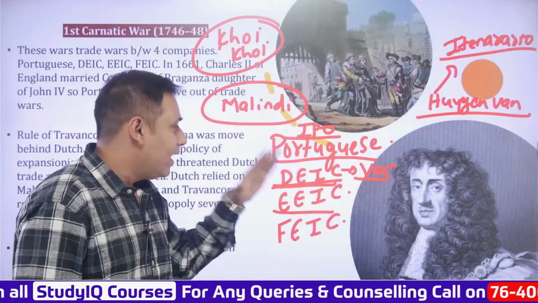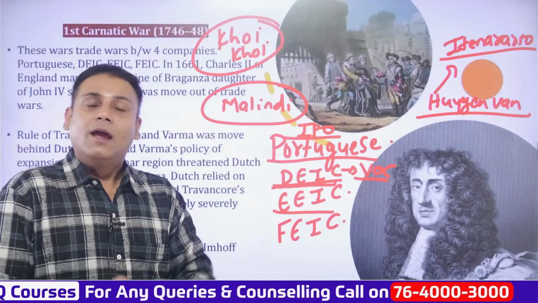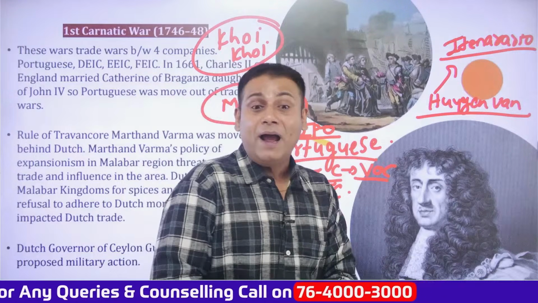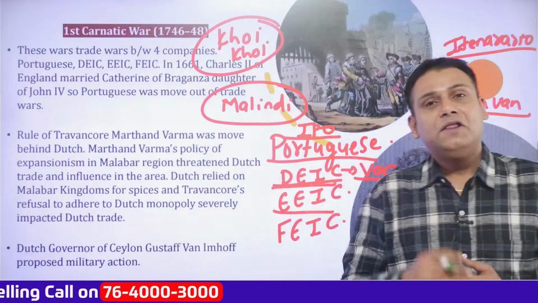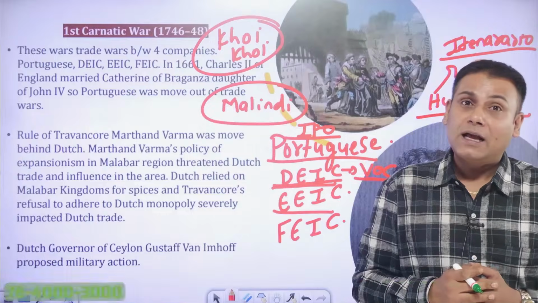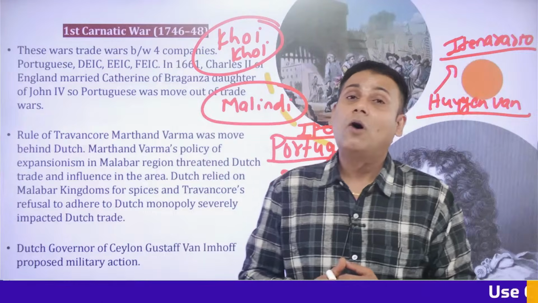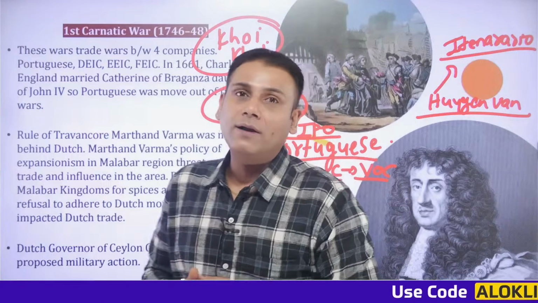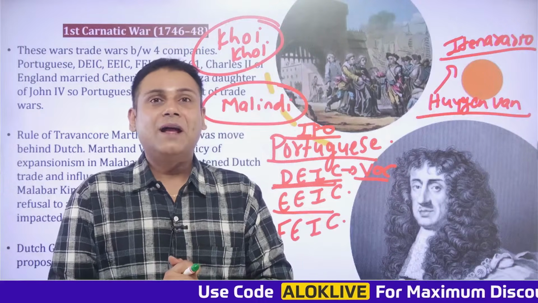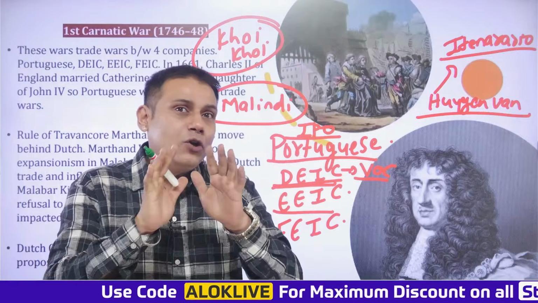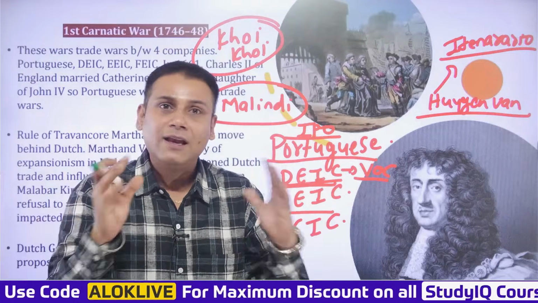Now coming to English East India Company. English East India Company was created by a charter of Queen Elizabeth I. And it is believed that the first person from the side of English East India Company to come to India was Captain William Hawkins. Captain William Hawkins came to the court of Jahangir, who was the Mughal emperor at that time. But he was not given the permission to establish a factory in India.